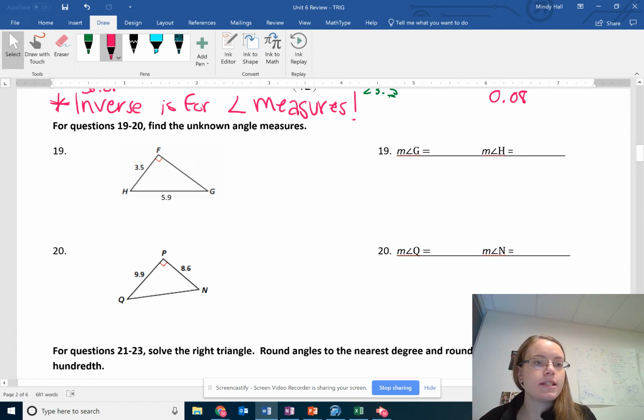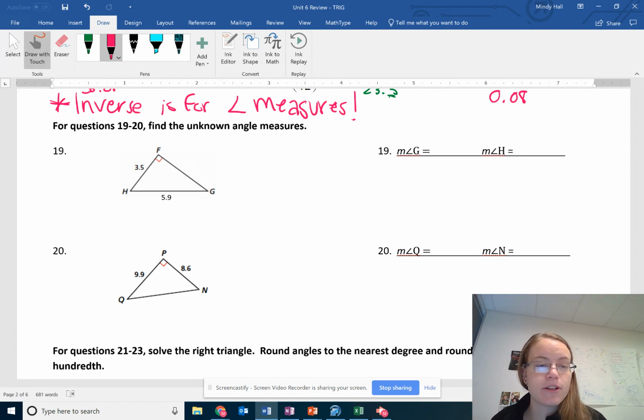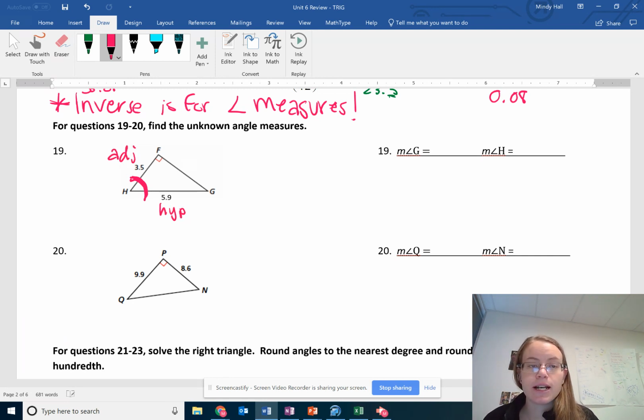Okay, so for 19 and 20, to find the unknown angle measures, again, inverse is for angle measures. So to set this up, it's a little different than the regular trig functions, but looking at this, you can pick whether you want to use h or g. It's kind of up to you. So if I start with h, looking at this, 5.9 is my hypotenuse and 3.5 is my adjacent. So because I have adjacent and hypotenuse, that is cosine. So because I need my angle measure, I'm going to do inverse cosine. And instead of having cosine and then an angle degree, you're going to have cosine and then your ratio.